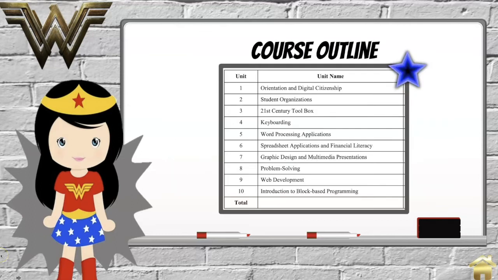There are 10 units in this course outline. Unit 1 is Orientation and Digital Citizenship. Unit 2, Student Organizations. Unit 3, 21st Century Toolbox. Unit 4, Keyboarding. Unit 5, Word Processing Applications. Unit 6, Spreadsheet Applications and Financial Literacy. Unit 7, Graphic Design and Multimedia Presentations. Unit 8, Problem Solving. Unit 9, Web Development. And Unit 10, Introduction to Block-Based Programming.